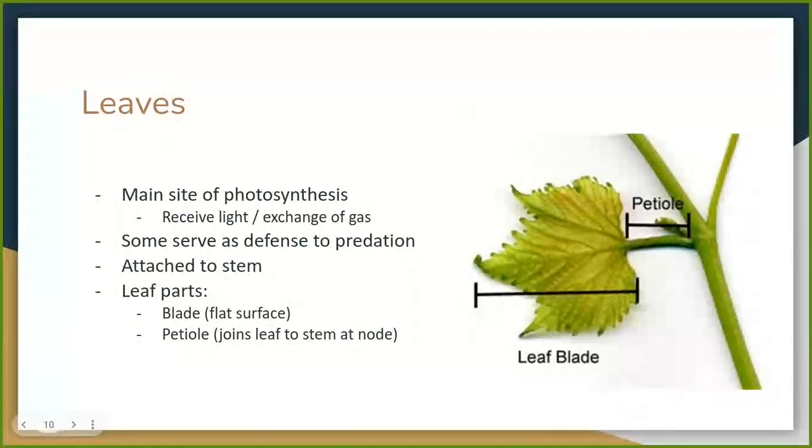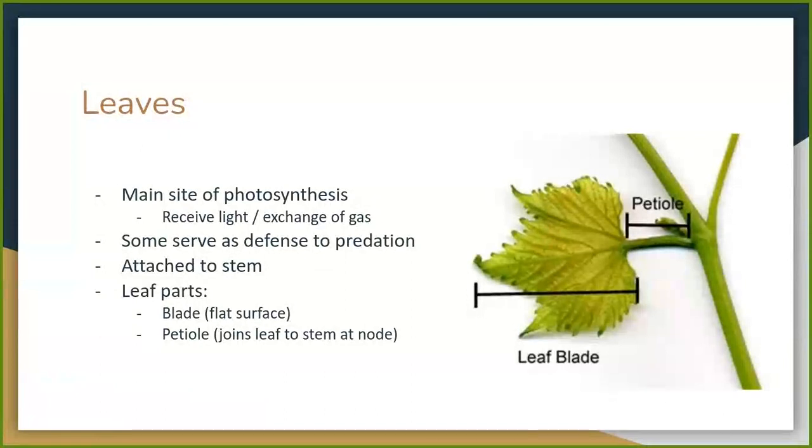So moving upward again, we reach the leaves. The leaves are the main photosynthetic organ, right? Most plants that we see outside are green plants, and their leaves are green because they have chloroplasts and chlorophyll. The leaves intercept light for photosynthesis, and they're also the place for gaseous exchange. They are able to dissipate heat, and sometimes they serve as defense against herbivores or pathogens.